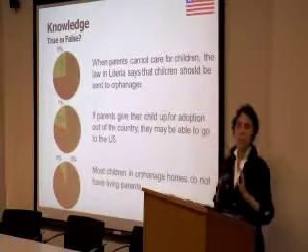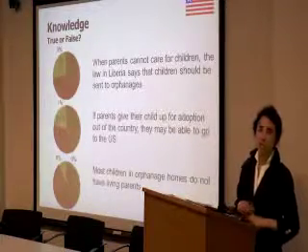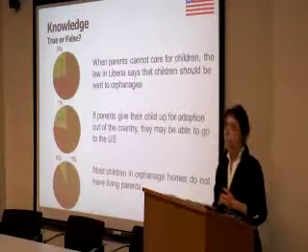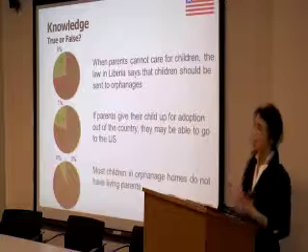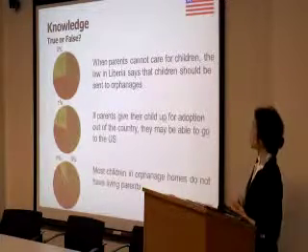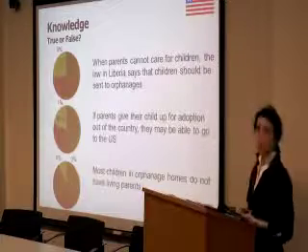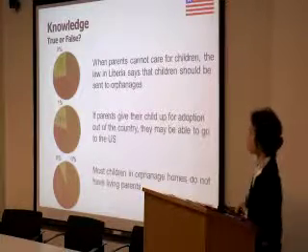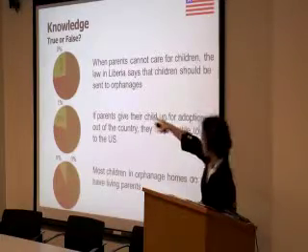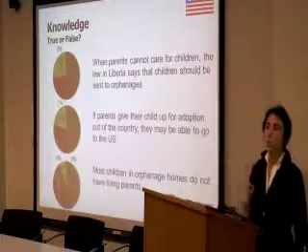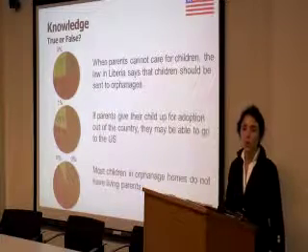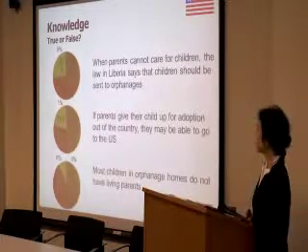So I'll just give you 3 examples of knowledge, attitudes, and practices. We would read the statements and ask adults whether they were true or not to the best of their knowledge. One was, when parents cannot care for their children, the law in Liberia says that they should be sent to orphanages. And you see that the true is the brown. I think the colors don't come across very well. But at least 1 out of 3 adults thought that the law required that children be sent to orphanages if parents cannot care for them.